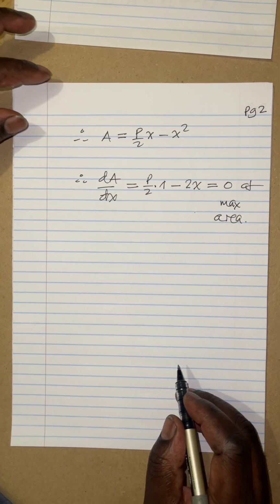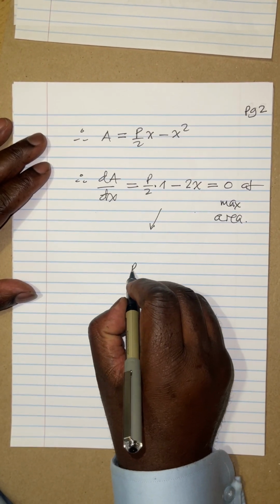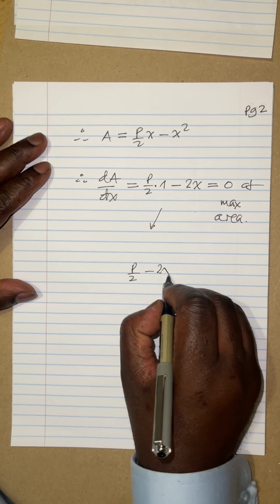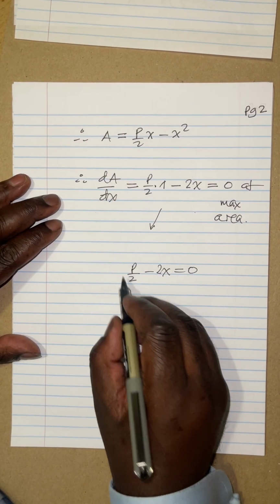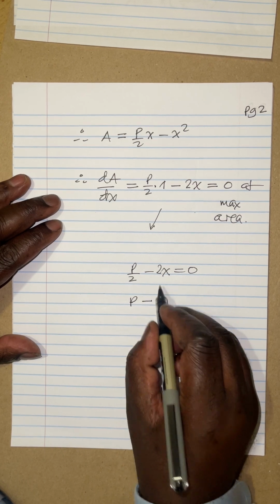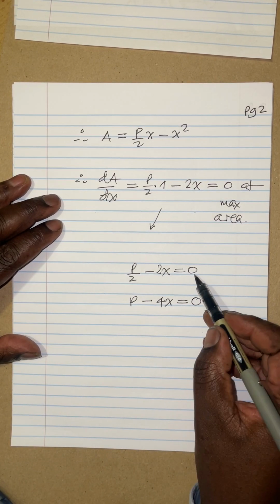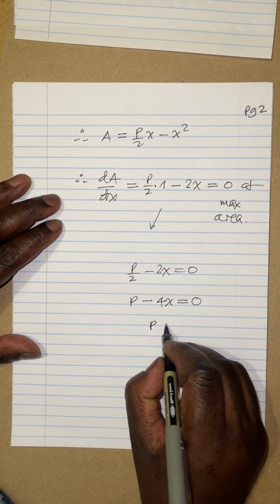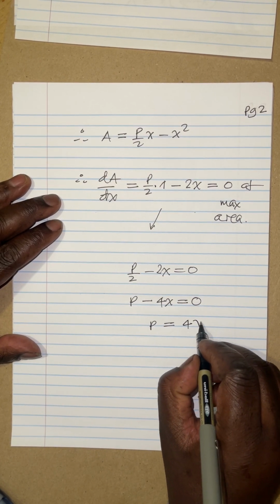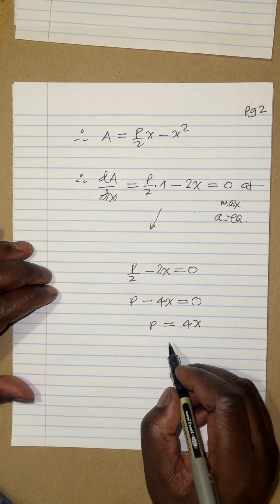At maximum area, that's what you should have. Now, let's simplify this equation. So we have p over 2 minus 2x is equal to 0. Let's multiply throughout by 2. Multiplying p over 2 by 2 gives p, multiplying 2x by 2 gives 4x, and multiplying 0 by 2 gives 0. And what is p equal to? P equals 4x. Now, this is our very important result here.